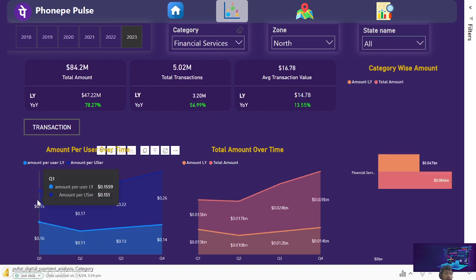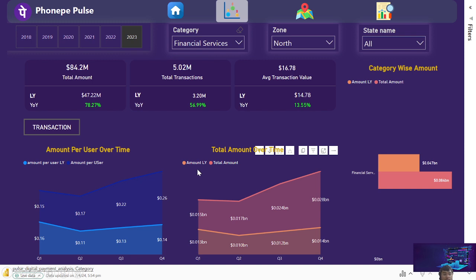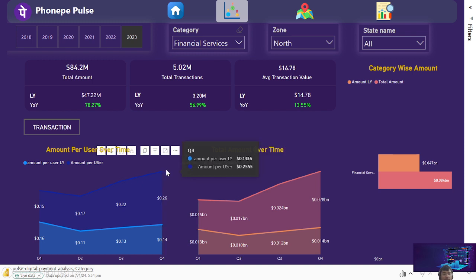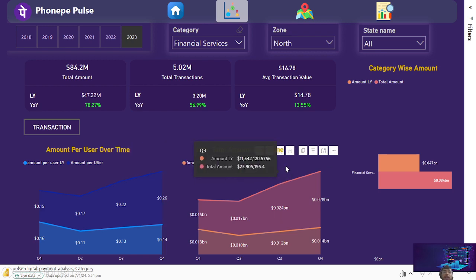So the total amount spent quarterly is here. In quarter one of 2023, the average amount spent by people living in North India is $0.15, which rose to $0.17 in quarter two. It rose again to $0.22 in quarter three, and it was $0.26 in quarter four.